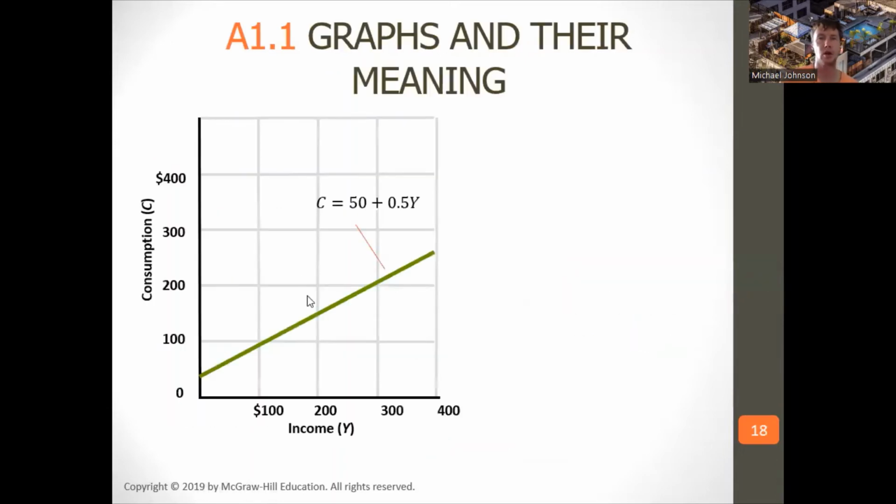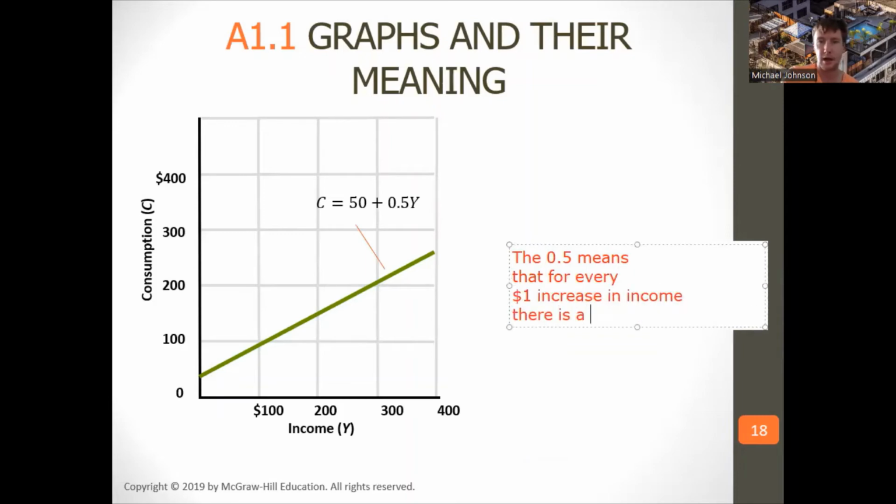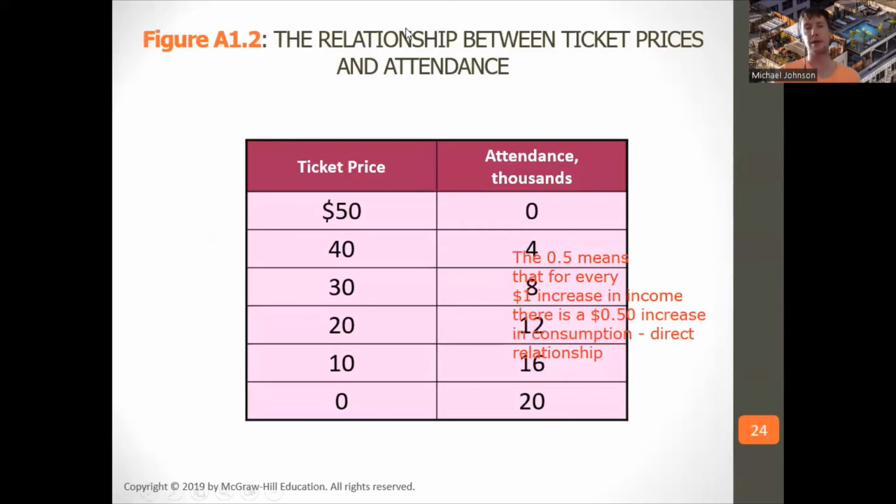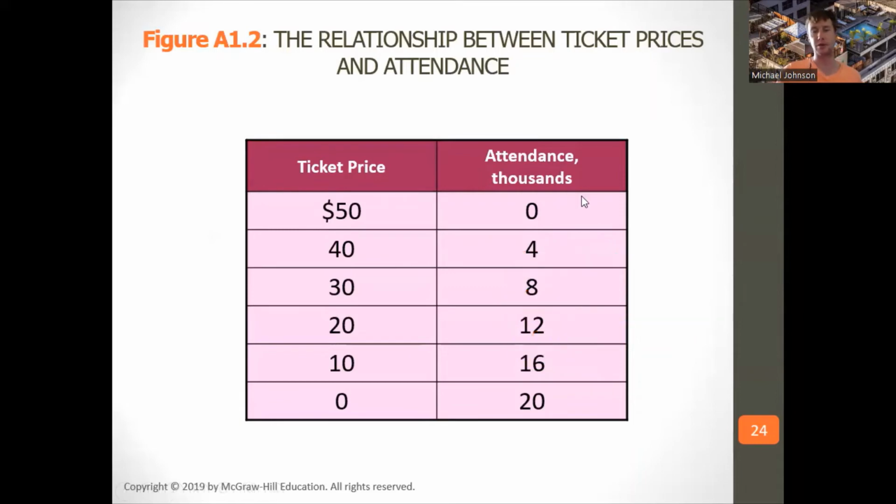So in this case, the 0.5 is very important. The 0.5 means that for every $1 increase in income, there is a $0.50 increase in consumption. This is a direct relationship. That's very important for this. So for this chart here, is this an inverse relationship or a direct relationship?